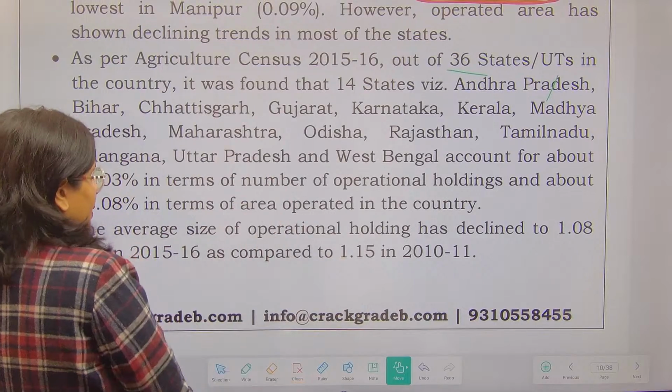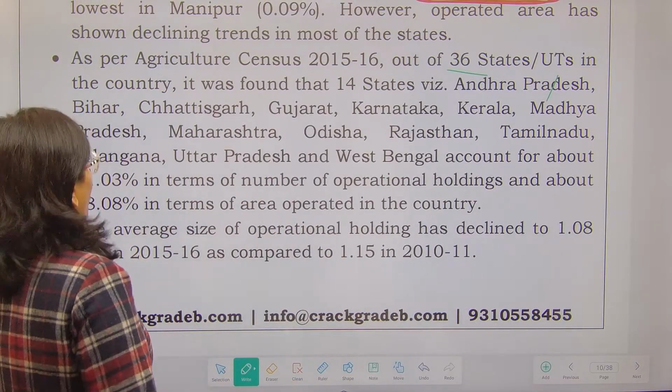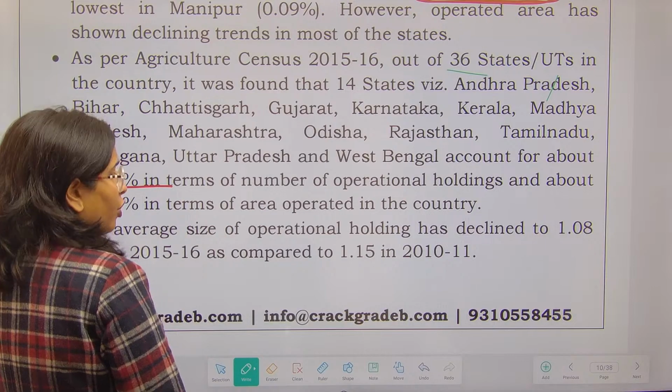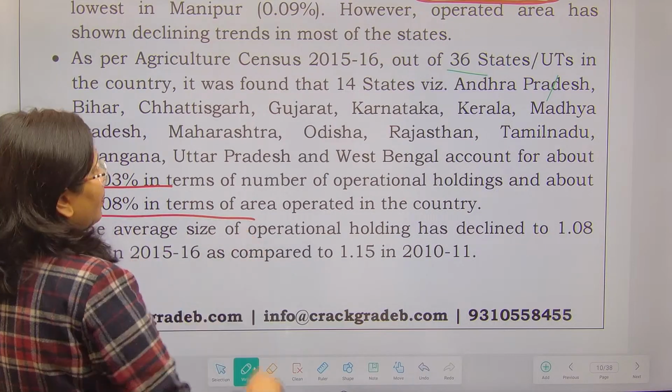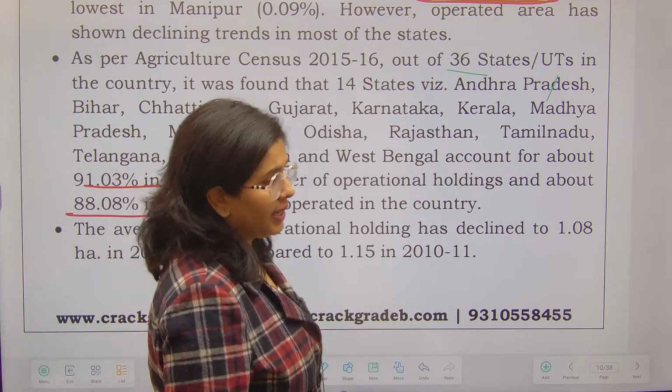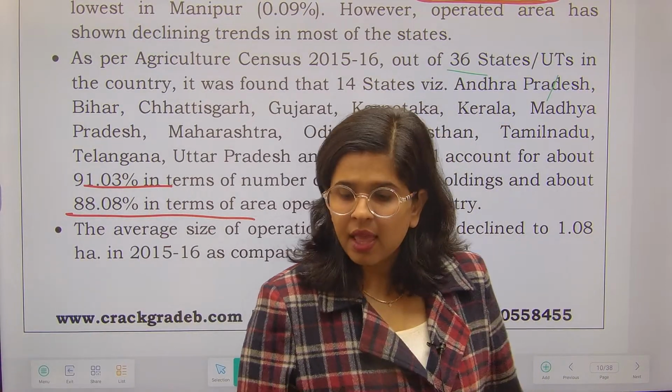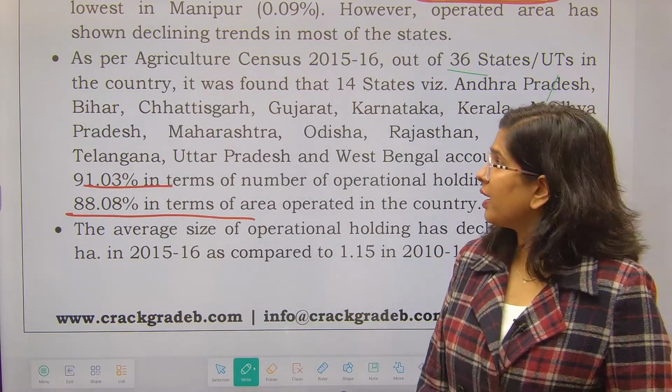As per agriculture census, out of 36 states in the country, it was found out that 14 states account for 91.3% in terms of number of operational holdings and 88% in terms of the area operated in the country. Again a basic data over here, right?